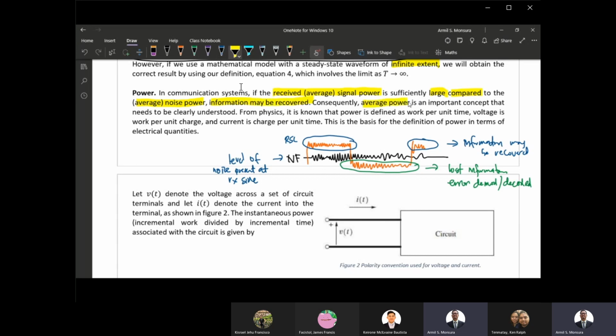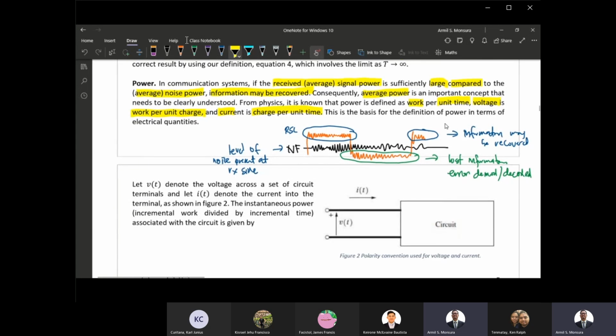Therefore, average power is an important concept that needs to be clearly understood. We have defined power as work per unit time, but that is mechanical power. Here we are talking about electrical power, which is expressed in terms of voltage, that is work per unit charge, and current as charge per unit time. This is the basis for the definition of power in terms of electrical quantities.